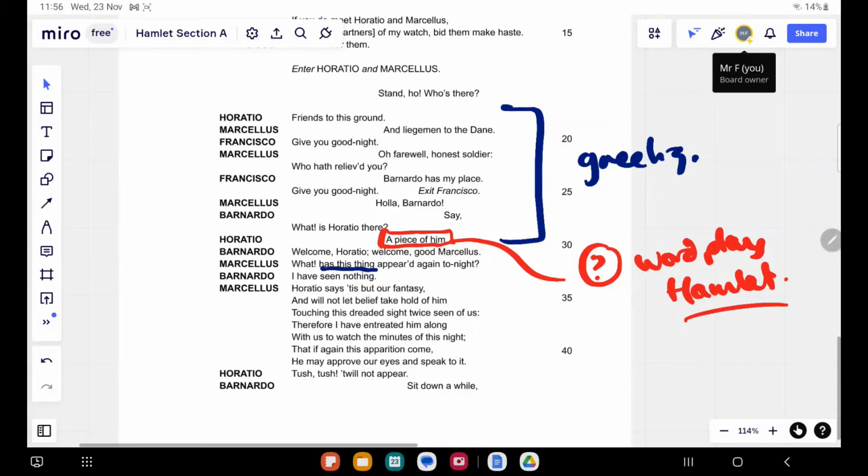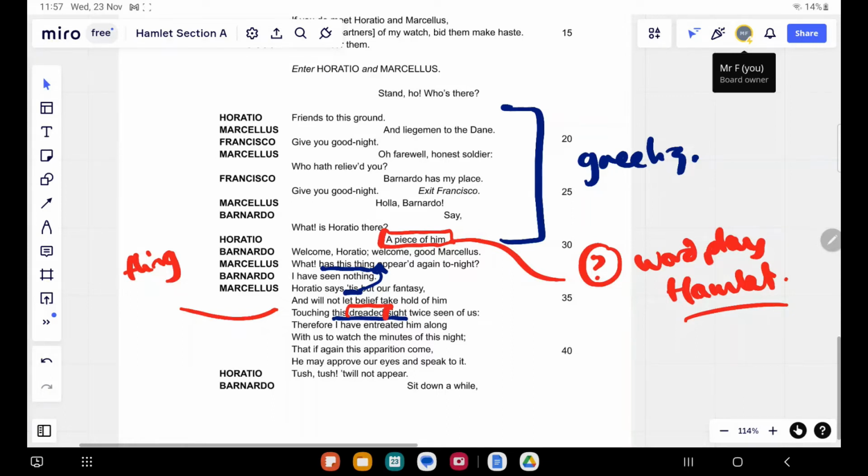Has the thing appeared again tonight? I have seen nothing. Horatio says, it is what? That's a pronoun again for the thing there. Our fantasy will not let belief take hold of him, touching this dreaded sight twice seen of us. So they've seen whatever it is twice, and that's why there's that edginess earlier in the extract. So the audience is obviously expecting, through generic convention, a ghost, but what's interesting here is how Shakespeare delays that thing. Dreaded sight, obviously it's something terrible. The adjective dreaded there is quite interesting.